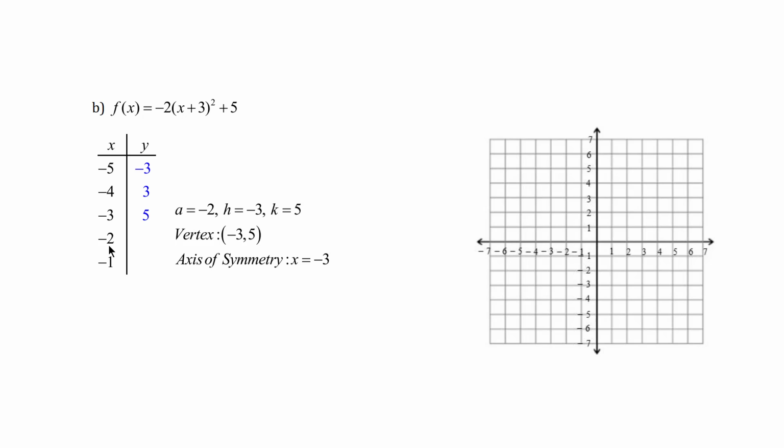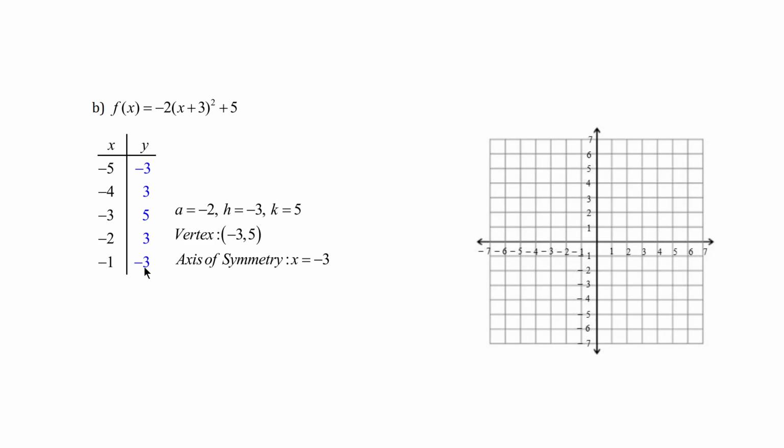Next we have negative 2, negative 2 plus 3 is 1, 1 squared is 1, 1 times negative 2 is negative 2, negative 2 plus 5 is 3. Finally, we have negative 1, negative 1 plus 3 is 2, 2 squared is 4, 4 times negative 2 is negative 8, negative 8 plus 5 is negative 3.